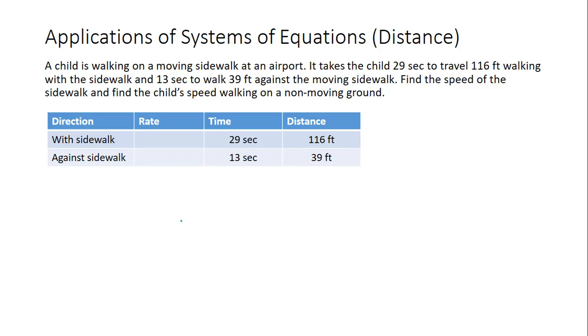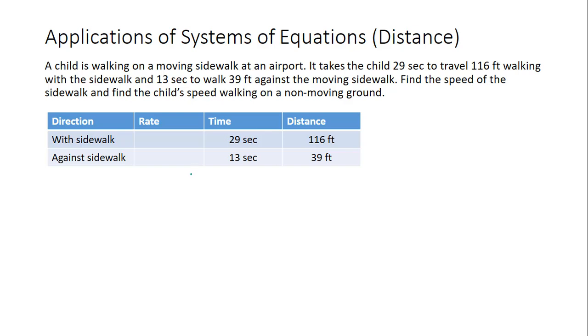In this example, we'll look at an application of systems of equations related to distance. A child is walking on a moving sidewalk at an airport. It takes the child 29 seconds to travel 116 feet walking with the sidewalk and 13 seconds to walk 39 feet against the moving sidewalk. Find the speed of the sidewalk and the speed of the child walking on non-moving ground.